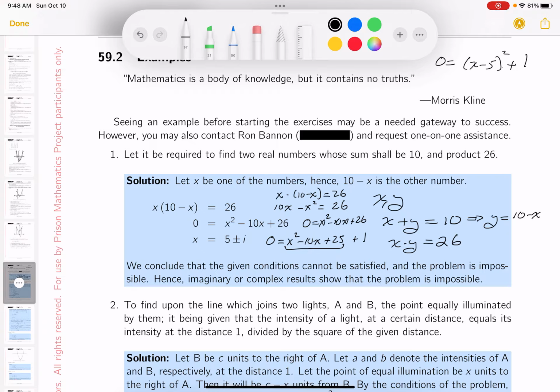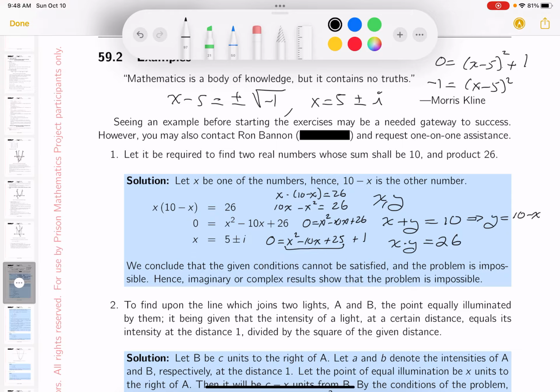I can use the square root rule to solve that. What do you get? Minus 1 equals (x minus 5) squared. What does that mean? x minus 5 equals plus or minus the square root of minus 1. What does that mean? x equals 5 plus or minus, well, the square root of minus 1 is i, right? So what do I have? I don't have a real number. I have complex numbers, all right?